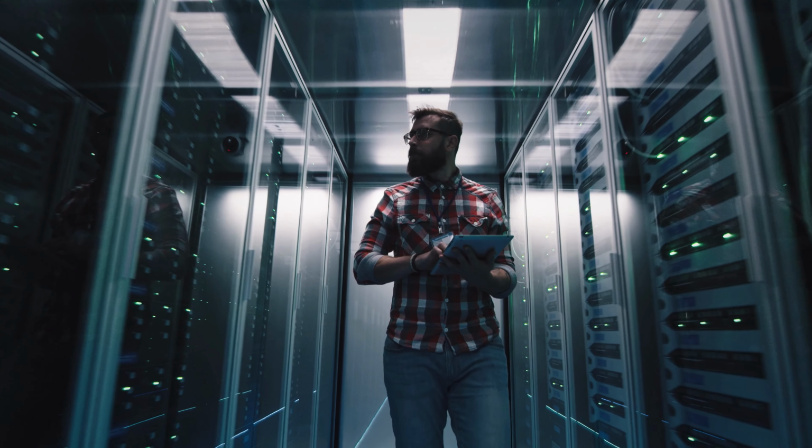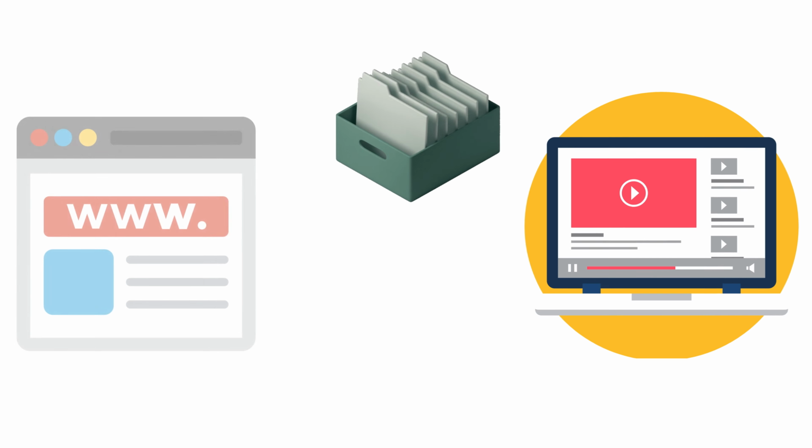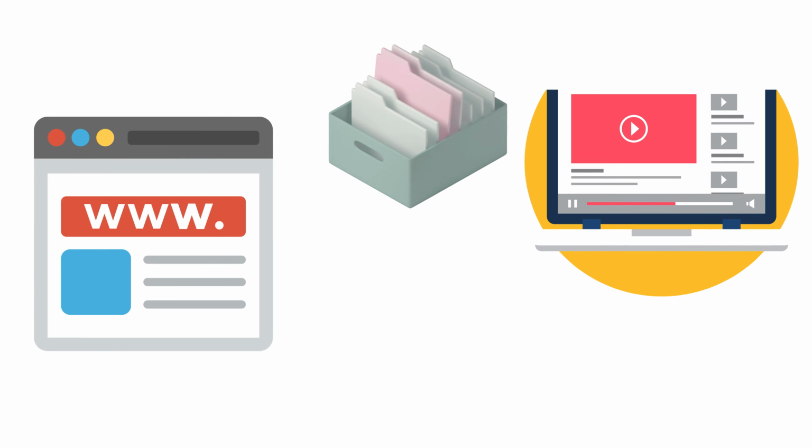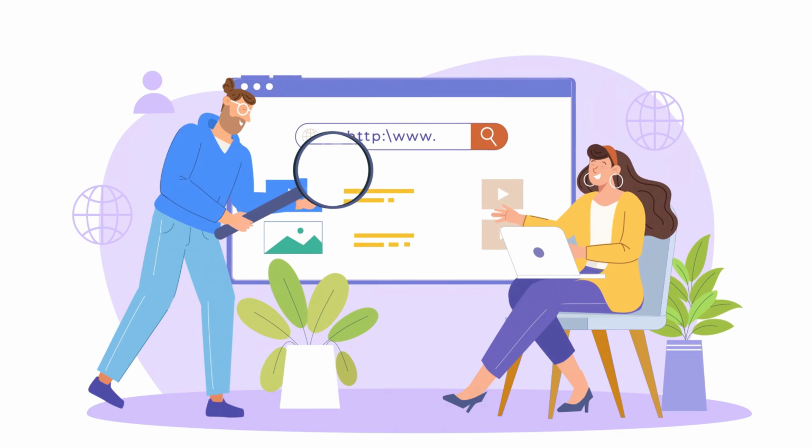Think of the internet as a vast library full of information. Servers are like the librarians, powerful computers that store and organize all the websites, videos, and files you access online. When you click on a link, your computer sends a request to the server, asking for the specific information you want. Web browsers are like your library card.